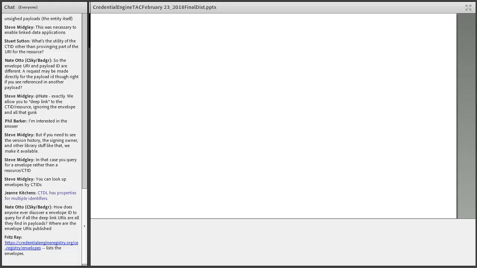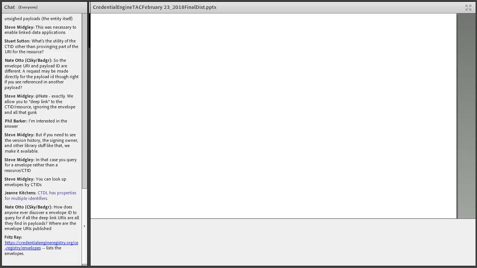It relates to the previous question. The envelope URI and the payload IDs are different, but if you're only seeing payload IDs in payloads, then that's the next thing you're going to request. How does anyone ever discover the envelope URIs, and what's the utility of them if they're never published in payloads? You can look up the envelope from the CTID, so you can always walk back out of the naked payload, the competency or credential or whatever it is. You can always take that CTID, which is included there, and say, give me the resource for the CTID. So you can always walk it back that way.